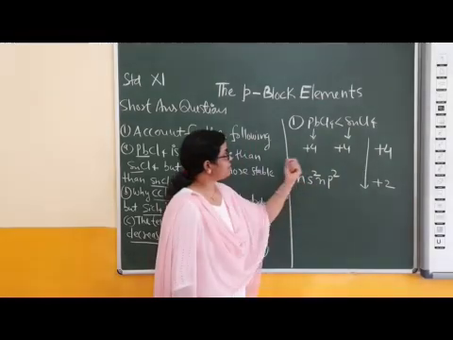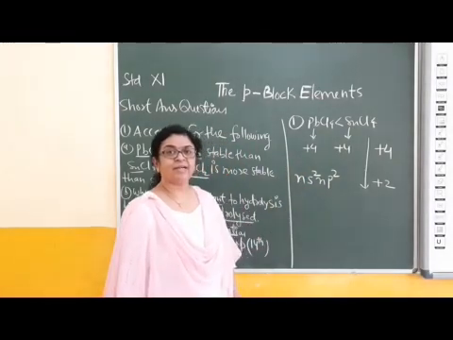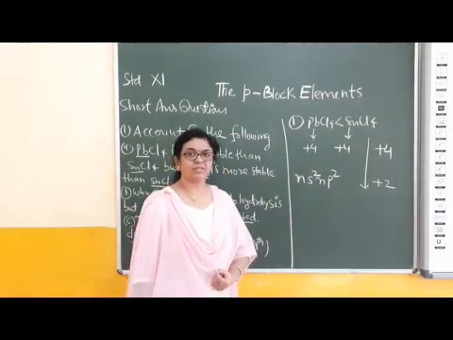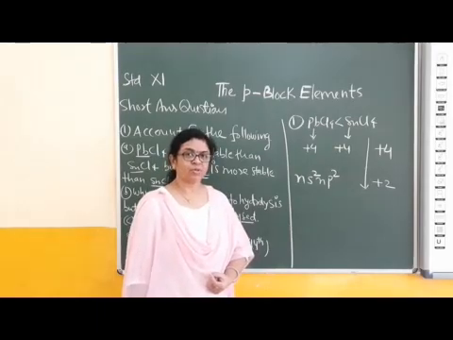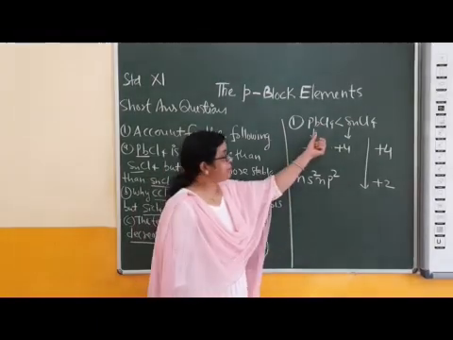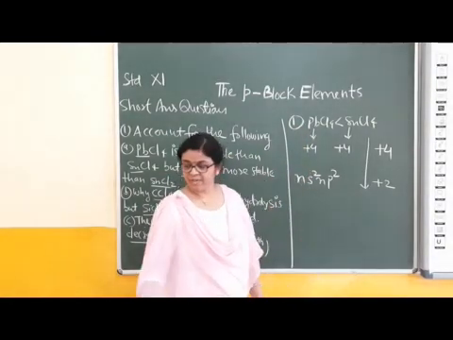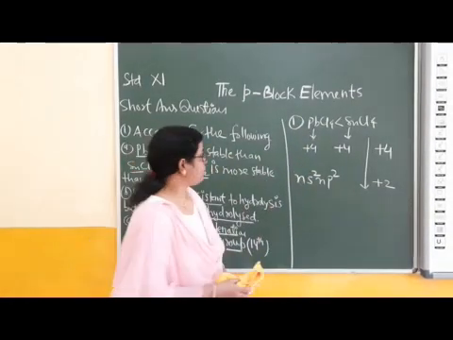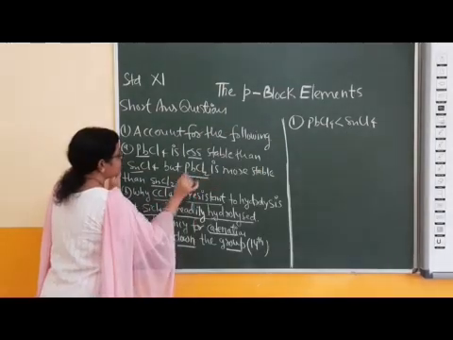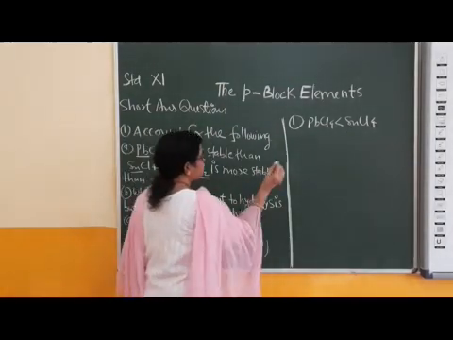Okay, children, this is the reason. Due to the inert pair effect, lead is more stable in the +2 oxidation state, not in the +4 oxidation state. And in PbCl4, the oxidation state of lead is +4. Okay. Now, the second part of the same question: PbCl2 is more stable than SnCl2.